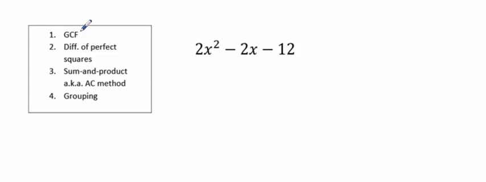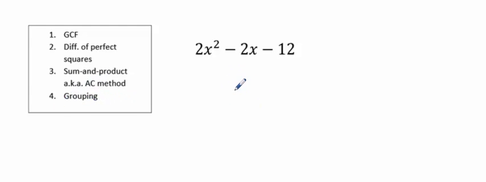First, check if there's a GCF. If there is no GCF, please go look for a difference of perfect squares. If that doesn't appear, look for sum and product. We also know this is the AC method. Some of you refer to it as the box method. If that won't work, then let's go with the last resort of grouping.